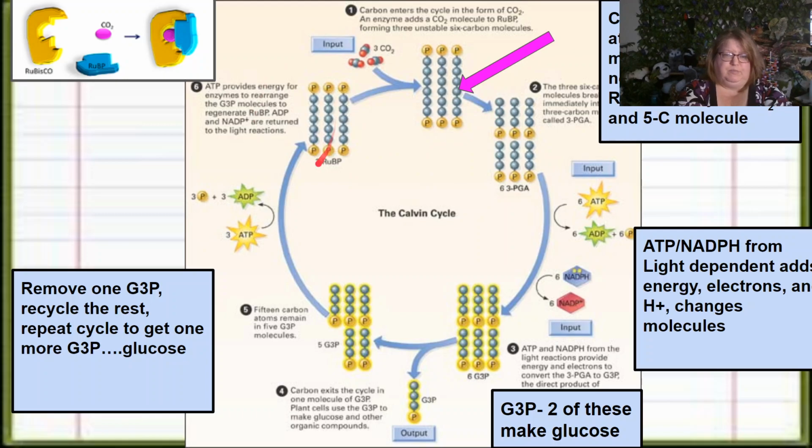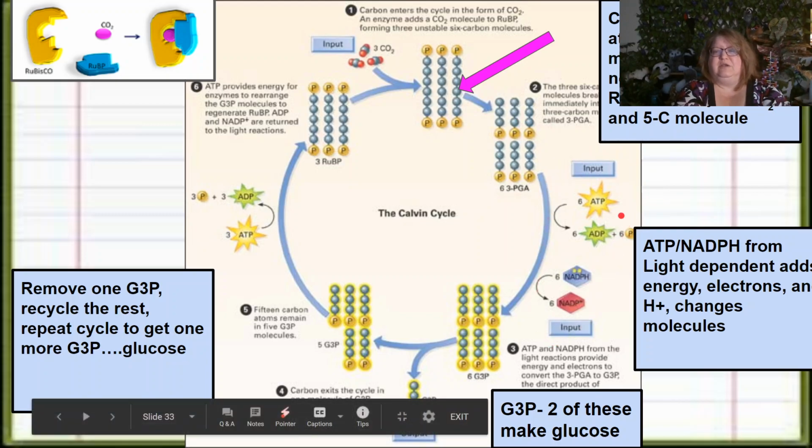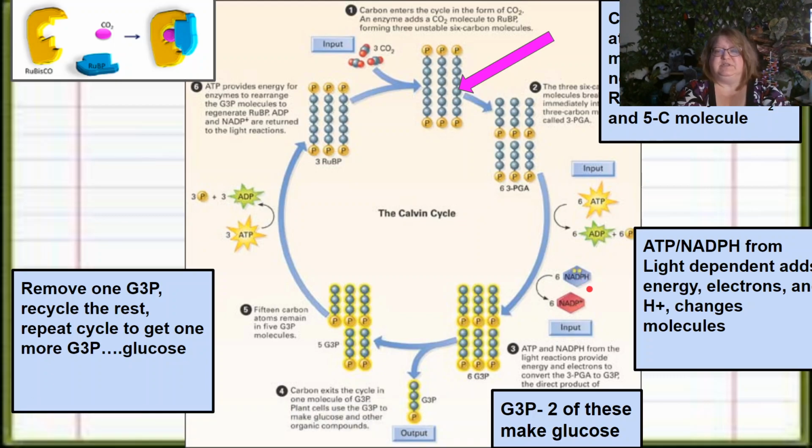You need to know RuBP, that 5 carbon molecule. And what ends up happening is this is the baking part. We're going to add energy, ATP and NADPH with its hot electrons. We're going to add the energy in, add the electrons and hydrogen in, and they came from the light dependent reaction, and we're going to cook, we're going to change these molecules.